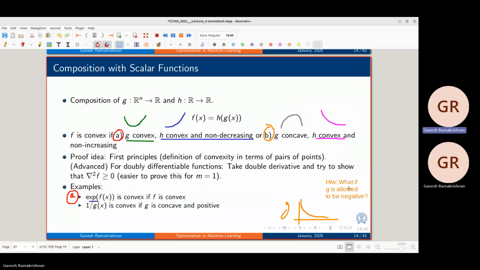Here x is positive; g is assumed to be positive. I have a homework problem: what happens if g is allowed to be negative? Is that clear? Okay. So 1 by g of x is convex by virtue of the second property. That is B.